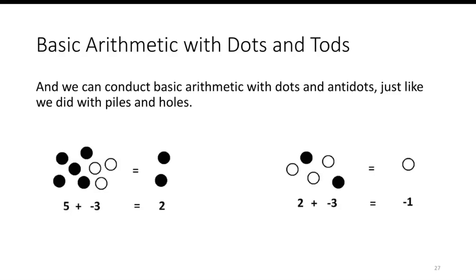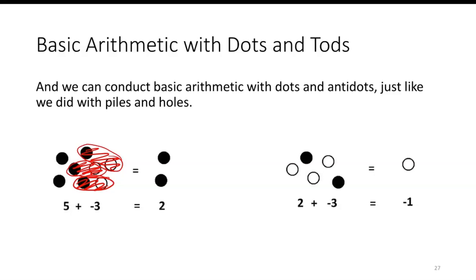So if I want to do 5 plus a negative 3, so 5 minus 3, basically these two would go poof. This dot and Tod go poof. This dot and Tod go poof. And we're left with two dots. So 5 plus a negative 3 is 2.